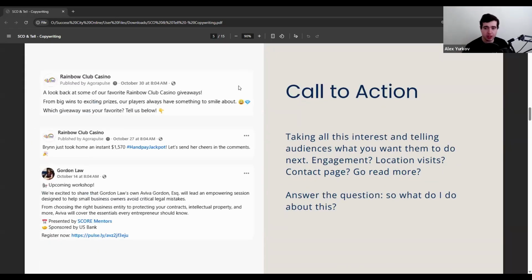Call to action. This is what we want people to do with our posts. We're taking all this interest we just created, telling audiences what we want them to do next. Do you want engagement? Do you want them to comment? Do you want location visits? Do you want them to go to the contact page? Do you want them to read more from your blog? This is where you'll tell them.